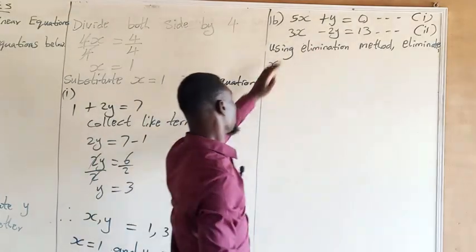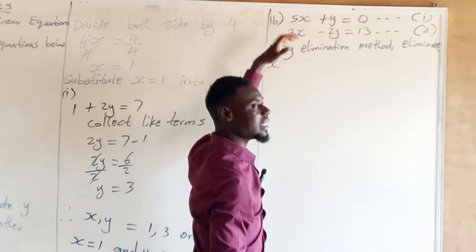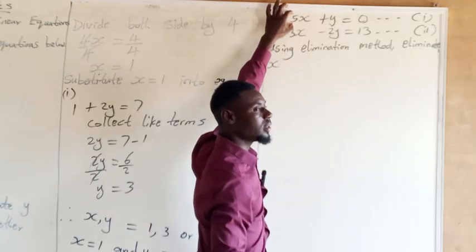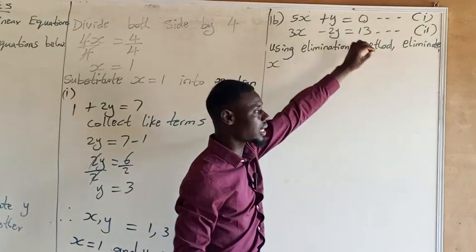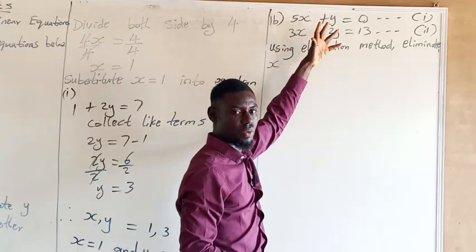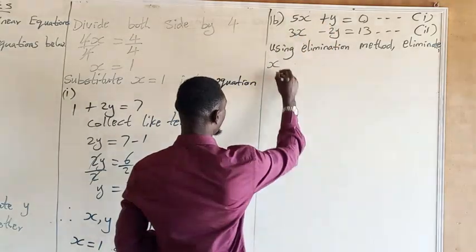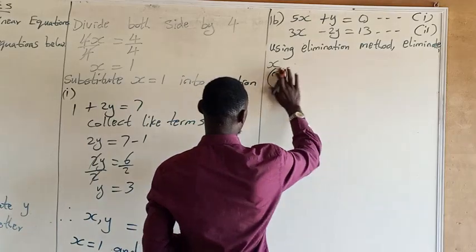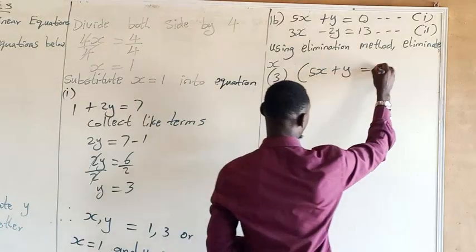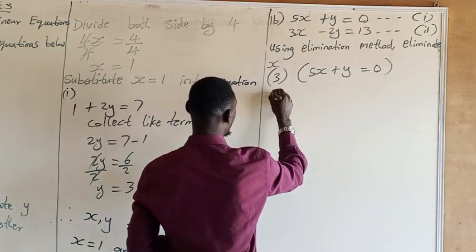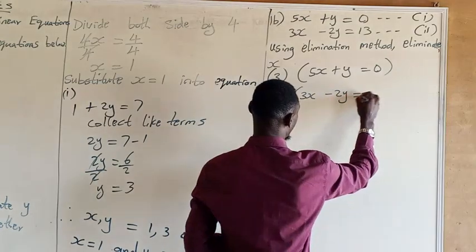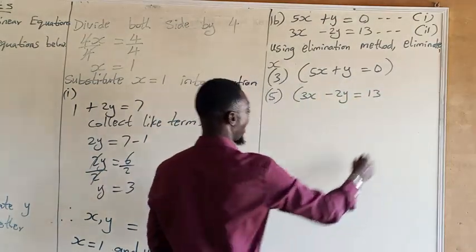Now, if you check very well, we have coefficient 5 and coefficient 3. They are not the same. What do you do? You will use the coefficient of the first one to multiply the whole of the second equation and use the coefficient of that x in the second equation to multiply everything. This is what I mean. Okay, first of all, use 3 times 5x plus y is equals to 0. Everything. And then you use 5 times 3x minus 2y equals to 13. I will tell you the reason why we are doing this.